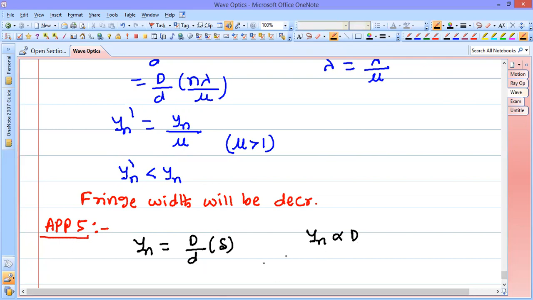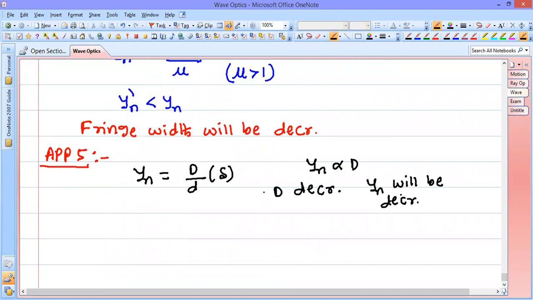That means as the distance between slit and screen D decreases, what happens to the yn? It also decreases. That means fringes will become closer or nearer. Generally in the textbooks, they will write the terms like closer or nearer. Fringe width will become closer, or we can say nearer, and vice versa. Yn is inversely proportional to small d.